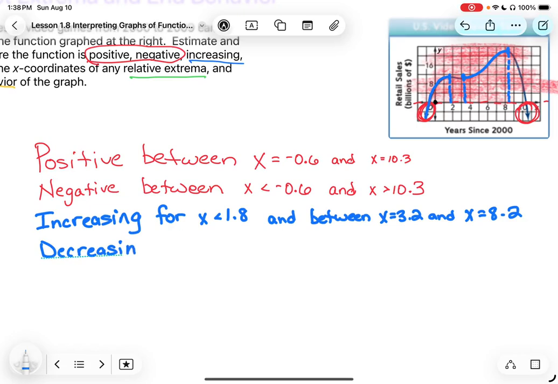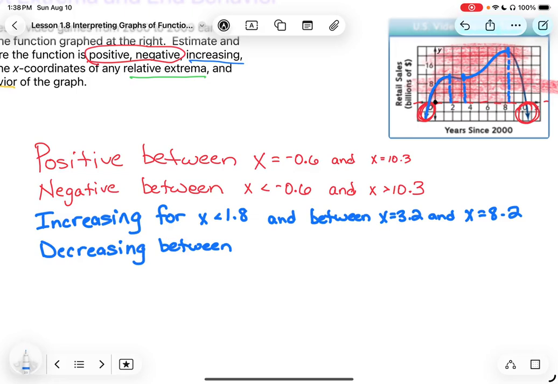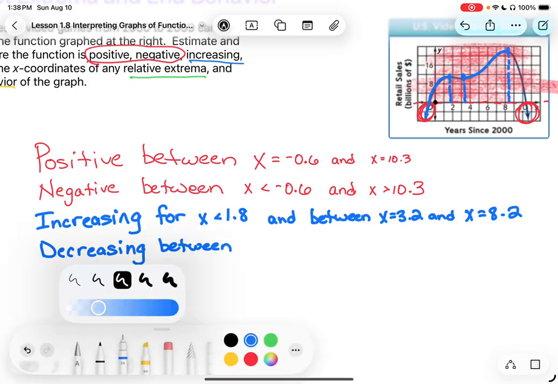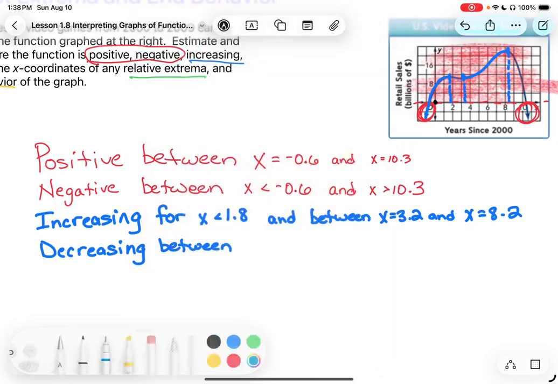There are no spots where it's flat. So we're going to say it's decreasing between, and let me change to a lighter blue here so maybe it's easier to see. It's decreasing, ooh, that might be too light. Let's go with a pretty looking blue.